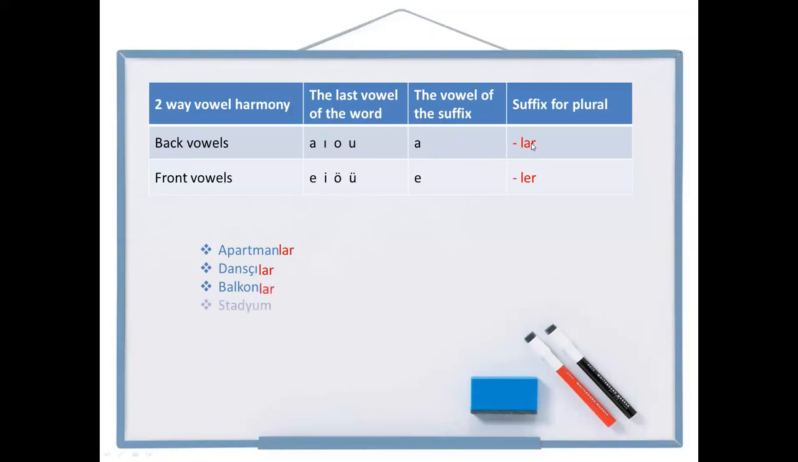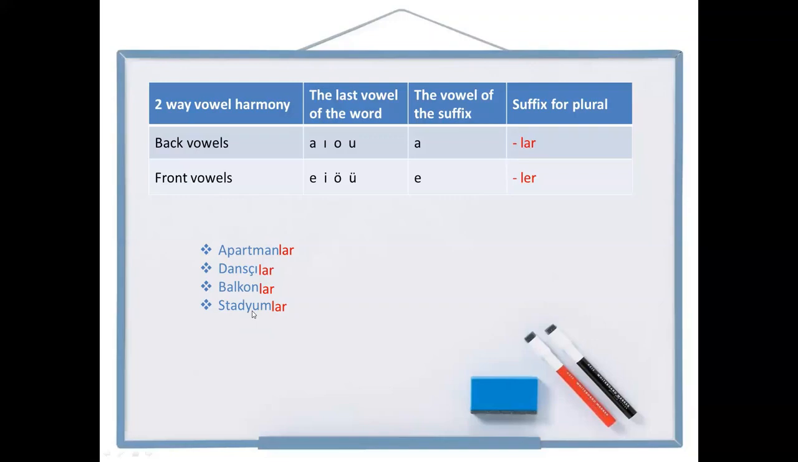Next one is stadyum. Stadium. To write in plural form, is it going to be stadyumlar or stadyumler? I need to take a look at the last vowel. It is U, which is a back vowel, so it needs to be stadyumlar. So as you see, back vowels continue with the back vowel A, and the front vowels will continue with the front vowel E.